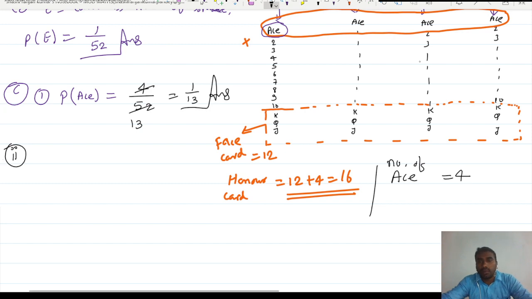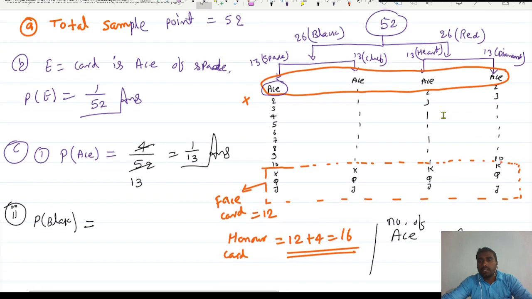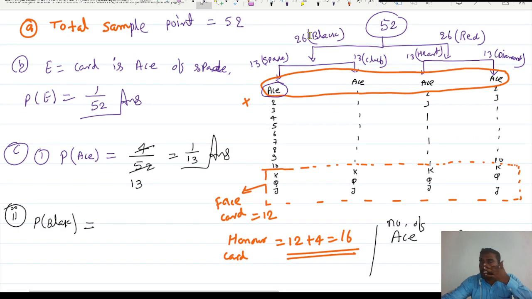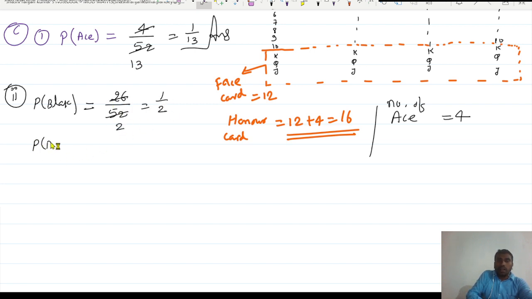Similarly, second, what is it talking about? A black card. The probability of a black card. How many black cards are there? Clearly you can see in this division, a total of 26 cards are black and 26 are red. So 26 black cards out of a total of 52 cards, it will cancel 2 times, so that is actually 1/2. So the probability of a black card is nothing but 1/2.